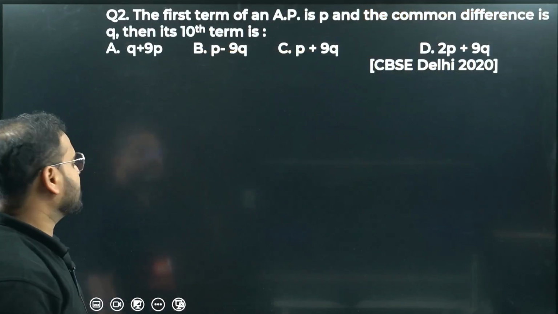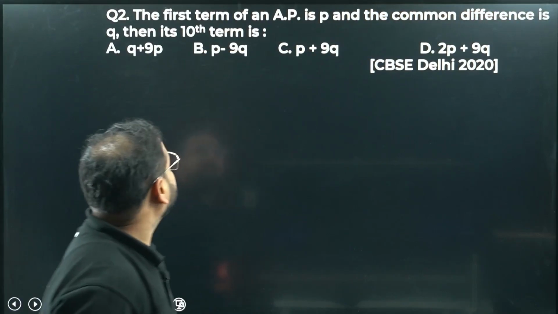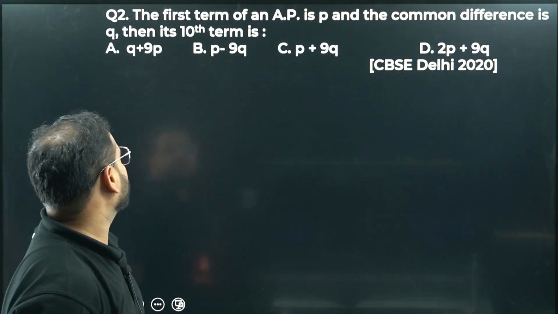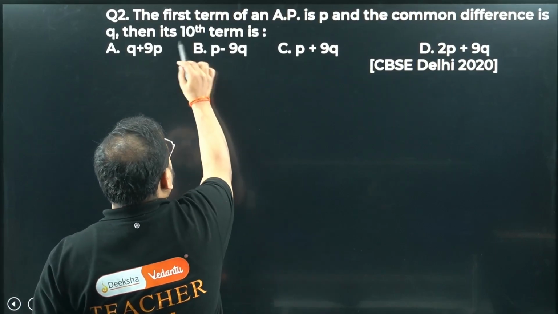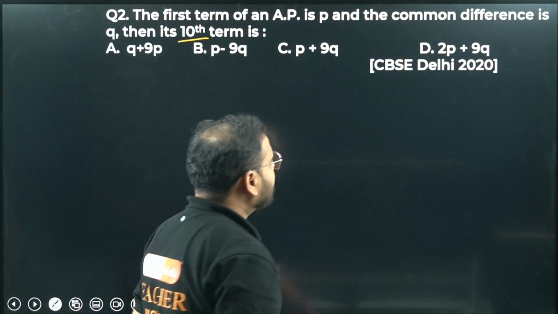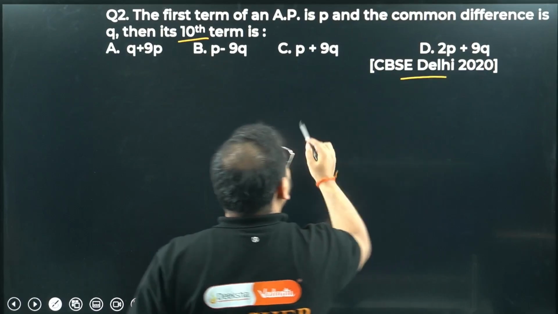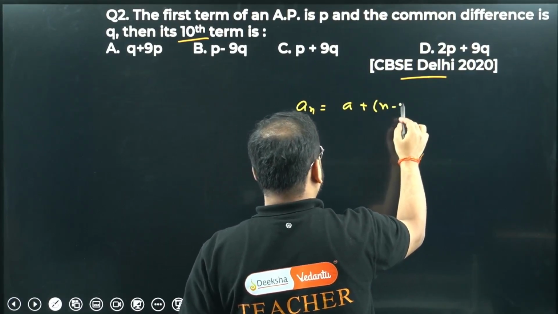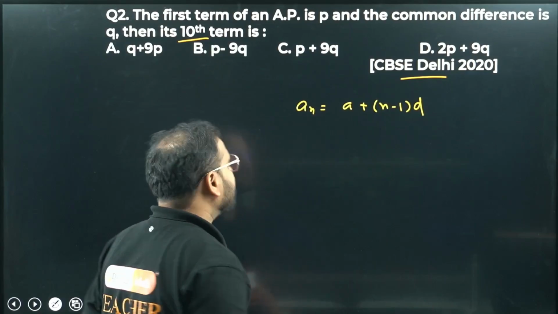Moving on to question number 2. The first term of an AP is P and the common difference is Q. Then its 10th term is going to be what? Simplest question ever, asked in the CBSE Delhi paper. So An is equal to what? A plus (n minus 1) times d. You all agree with me?